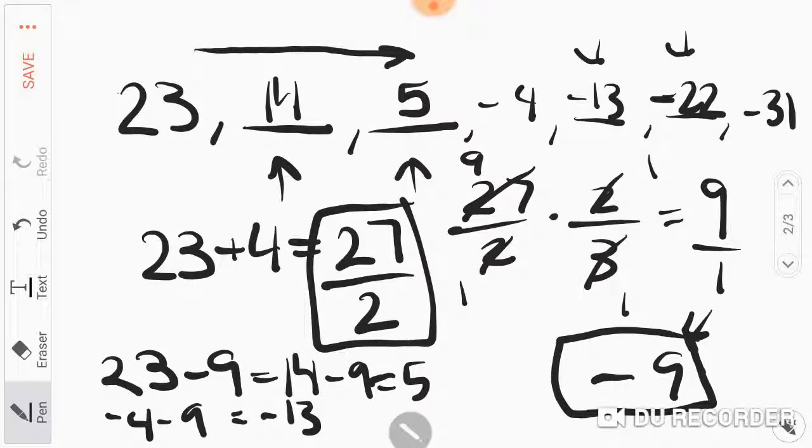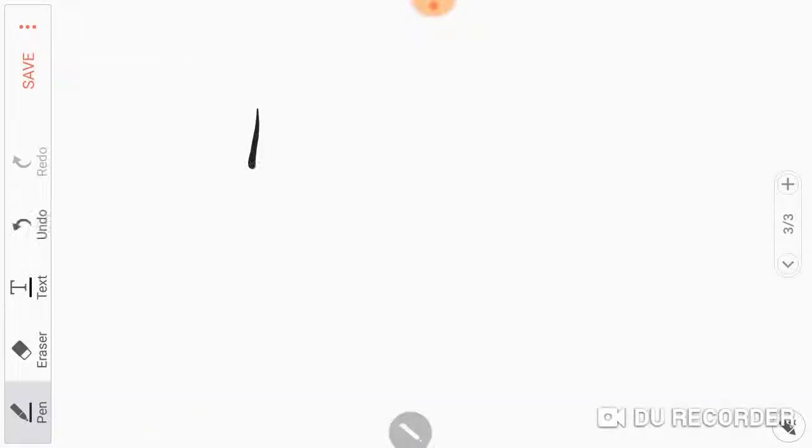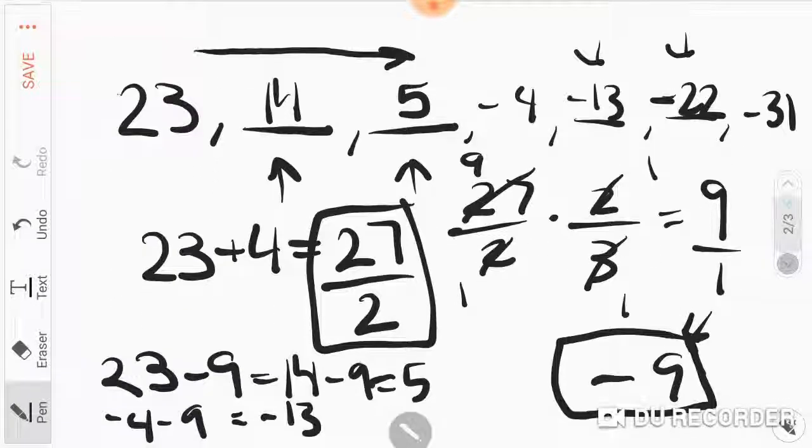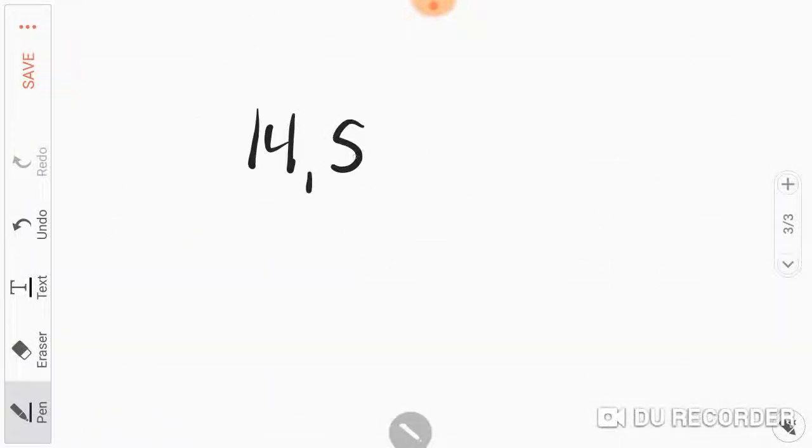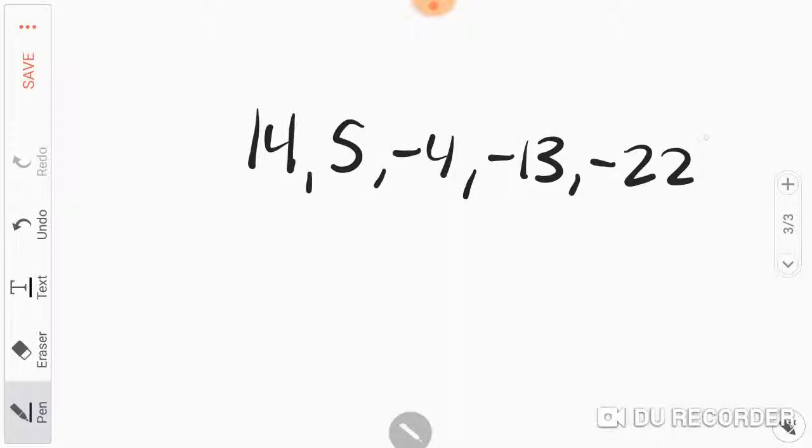So now the answer for 5 numbers between 23 and negative 31, we have 14, we have 5, we have negative 4, we have negative 13, and we have negative 22.